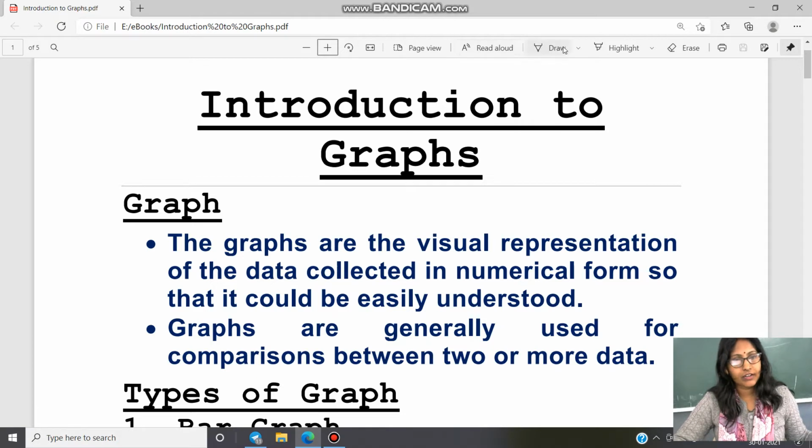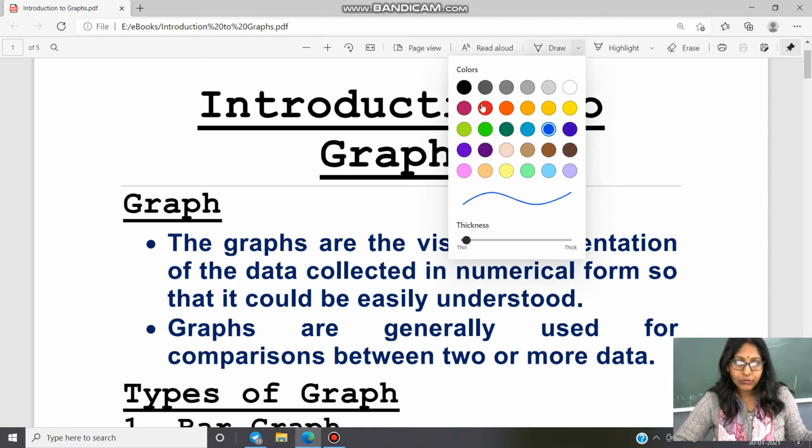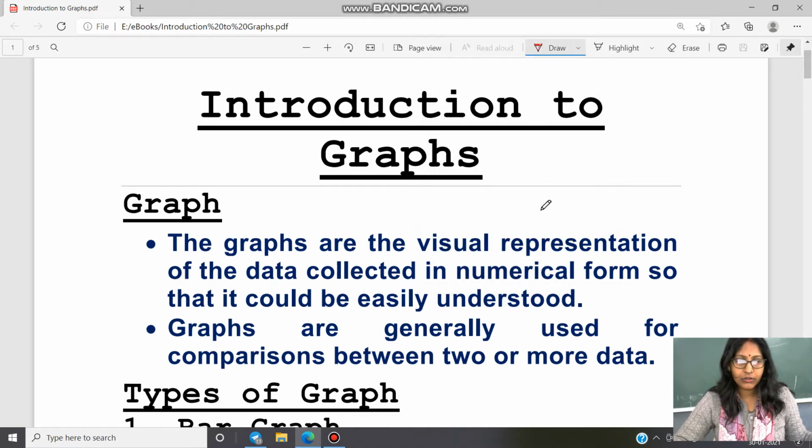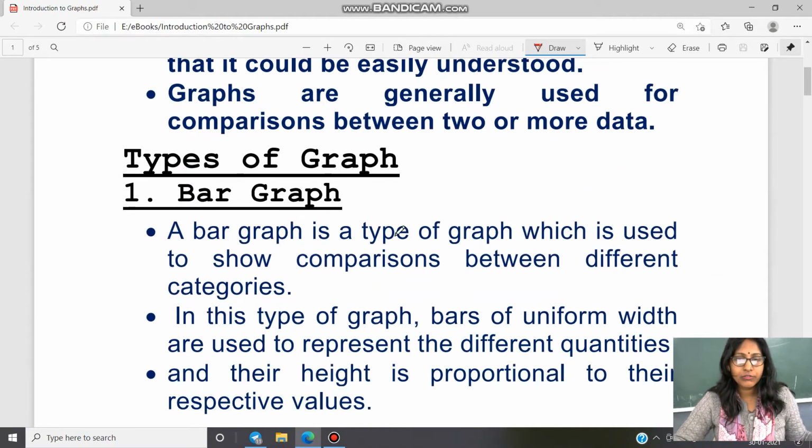So our first graph is the bar graph. About the bar graph, we already learned from class 6 onward. So you all know a bar graph is a type of graph we use to show comparison between different categories. In a bar graph, we use bars to represent data. Each bar is of uniform width and the height of the bar is proportional to its respective value.